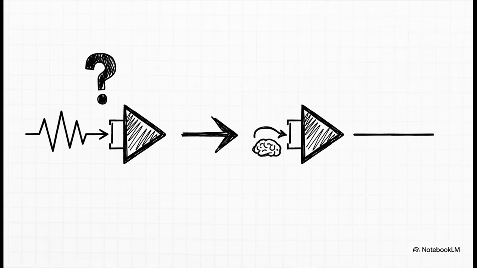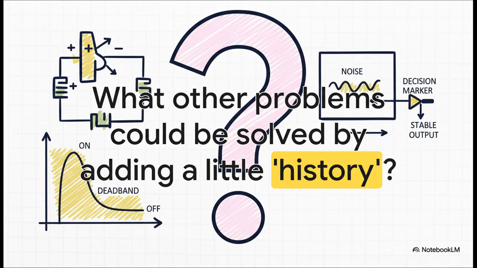So, really, when you boil it all down, hysteresis is just the simple act of adding a little bit of memory to a circuit. And by remembering what it just did, the circuit becomes smarter, way more stable, and totally immune to the chaos of real-world noise. It's an incredibly powerful concept, and it really goes way beyond just electronics. It kind of makes you wonder, right? What other problems, maybe in our daily lives or even in more complex systems, could be made more stable and more robust just by adding a little bit of memory, a little bit of history?